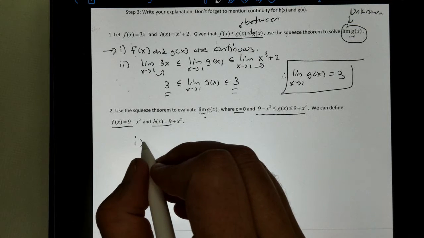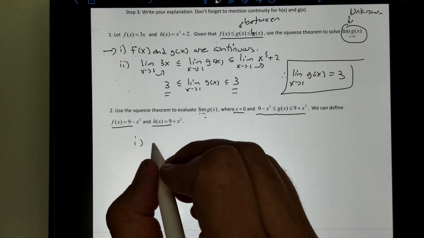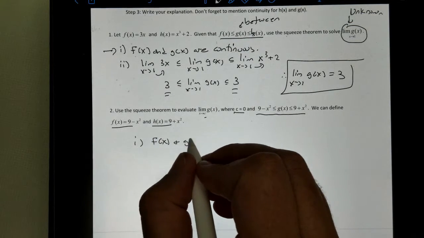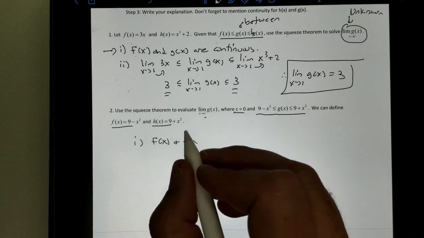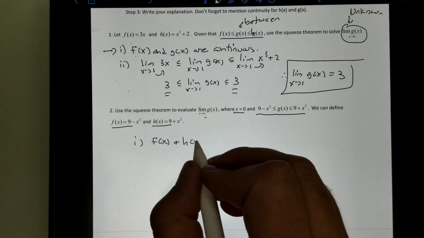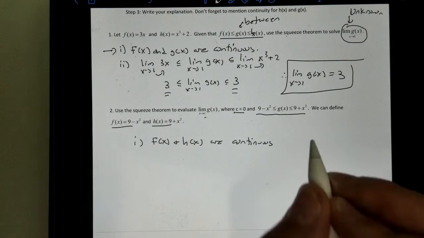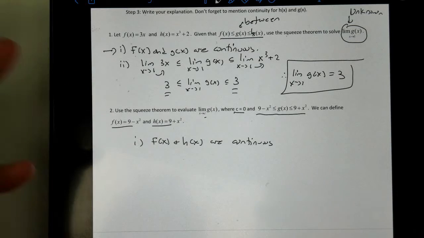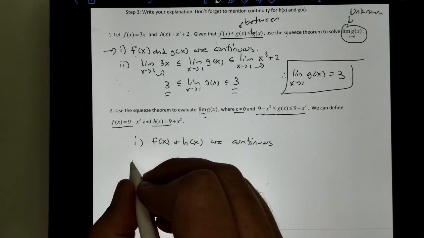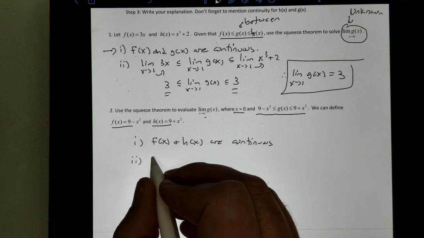So step 1, we're going to say, okay, f of x and g of x, sorry, not g, they used h, and h of x are continuous. Now, if you notice, we didn't really care much about g being continuous because we don't know anything about it. Step 2, establish your limits.